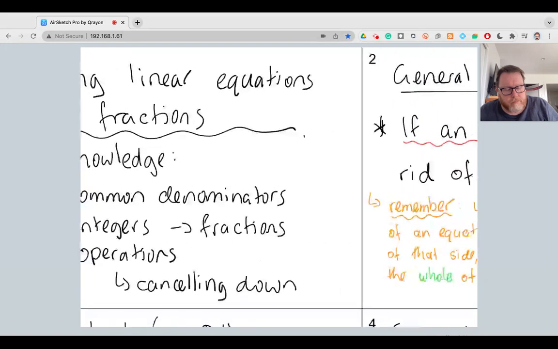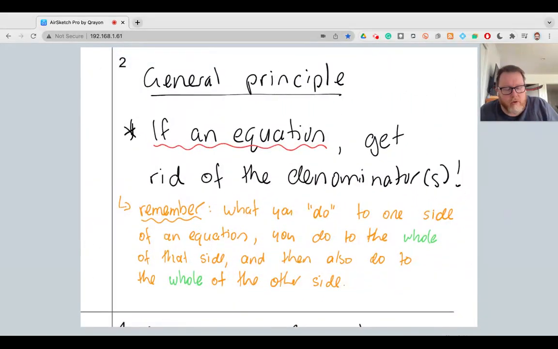So I'm going to give you a general approach, or a general principle, for solving an equation that has fractions in it. And then I'm going to go through a bunch of examples. If it's an equation, basically what you want to do is get rid of the denominators as soon as you can. You might need to do some manipulations or mucking around with it first, but that's your end game. Get rid of the denominators, because once the denominators are removed, it's a fairly standard linear equation in most cases.